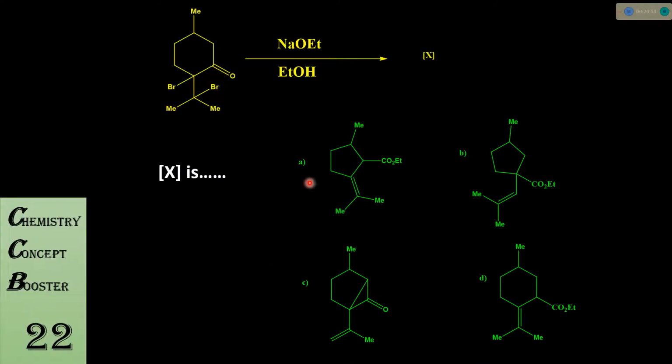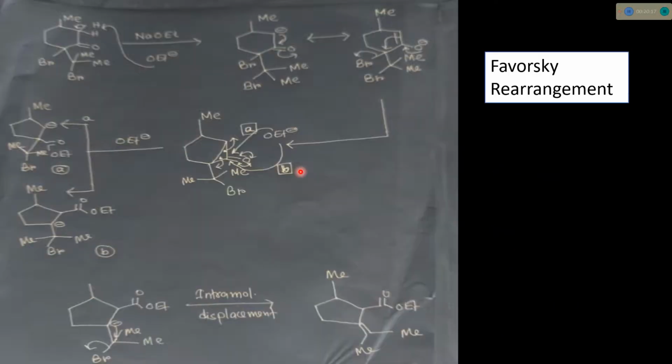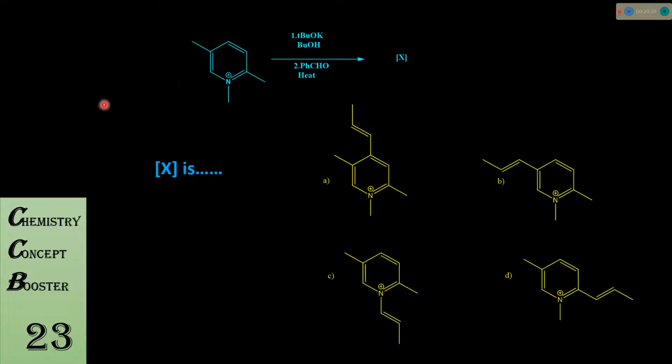So Favorskii kind of rearrangement. Up to this is the Favorskii rearrangement. Now, Favorskii rearrangement followed by intramolecular displacement of bromide anion. So the correct option is option A. Now move to the next question. So this is the pyridinium.